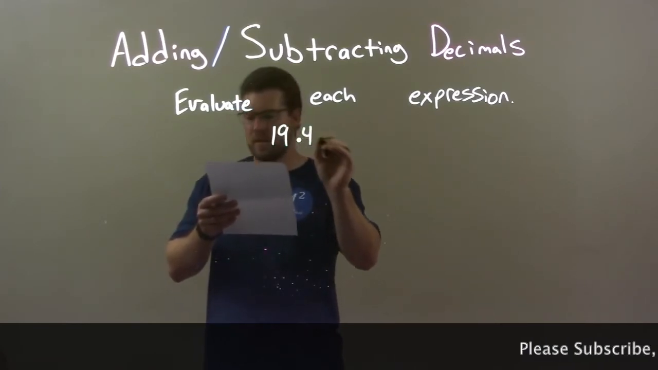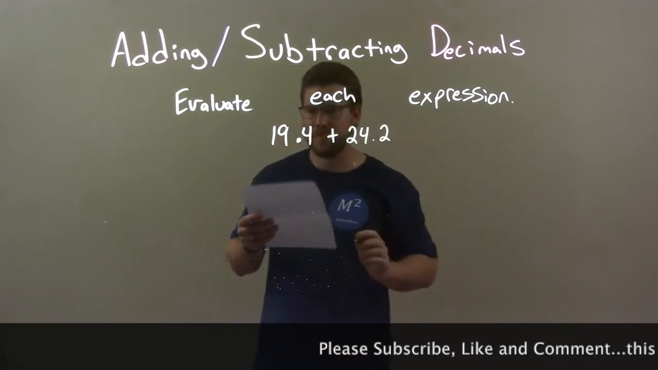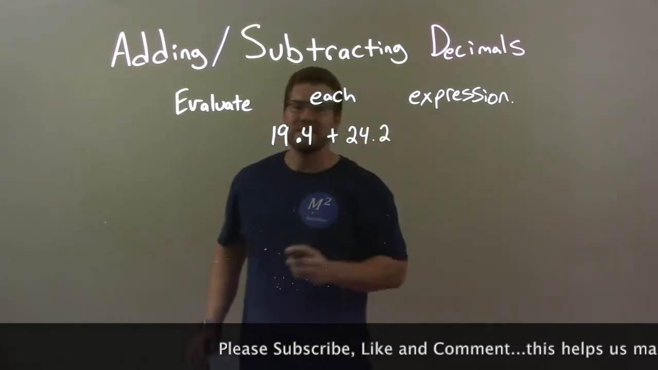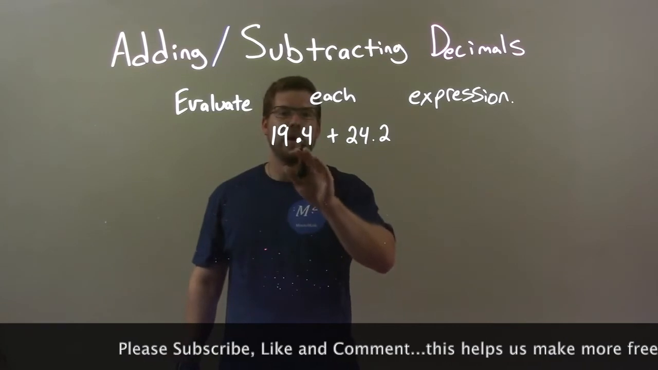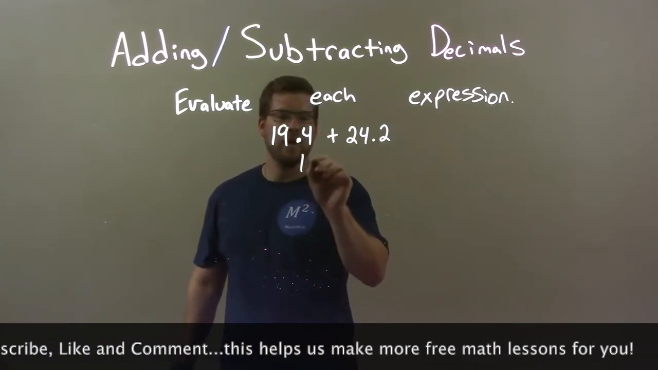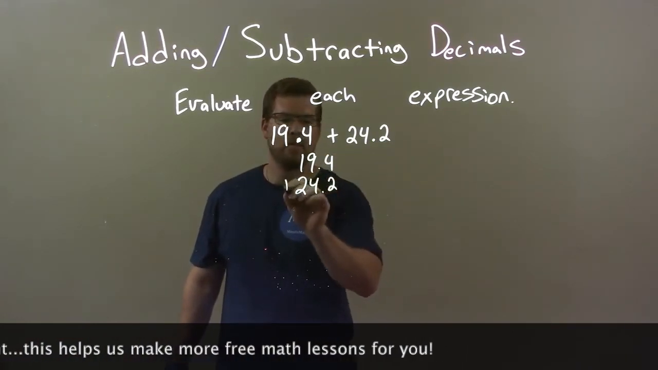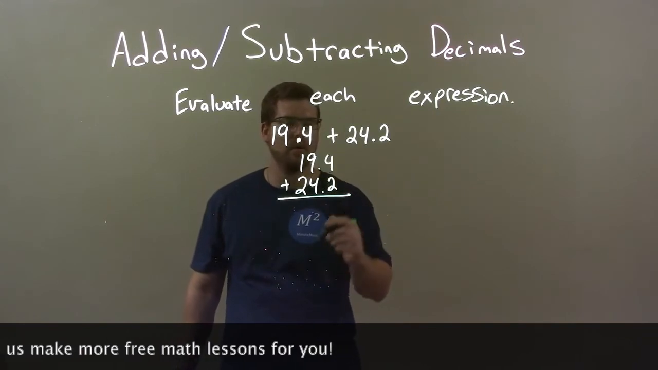19.4 plus 24.2. Okay? So to just add these up, I'm going to put one over the other. I just have to make sure the decimals are lined up. So 19.4 and 24.2, decimals lined up, and just add it like we always do.